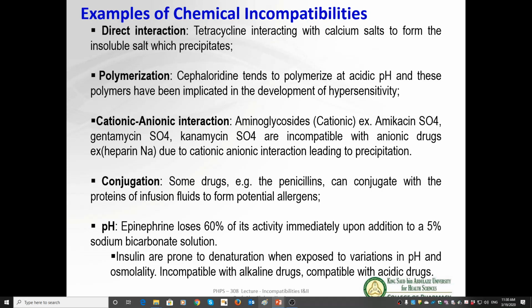pH change is very common to cause problems. Epinephrine loses 60% of its activity when added to an alkaline solution like sodium bicarbonate. Insulin is also known to denature when exposed to alkaline pH. Denaturation of protein means deactivation, means degradation of the protein, or changing its active structure. So it is very important to avoid alkaline pH in the case of insulin mixing with any other drug.